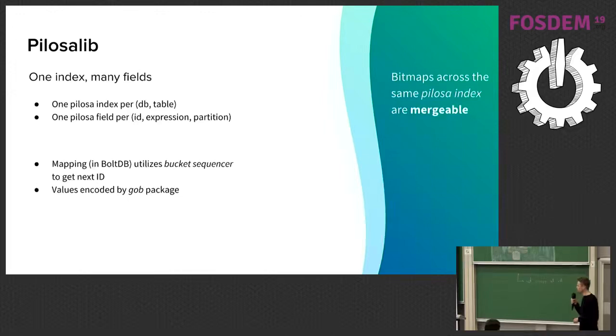Also, what we improved a little bit: we still have the mapping in BoltDB, but we use the bucket sequencer to get the next available ID. It improved performance a little bit, but we also have to encode and decode data, so we use the gob package from the standard library. But the good thing about having one Pilosa index per table is that all your database indexes are inside one Pilosa index, so you can merge them.